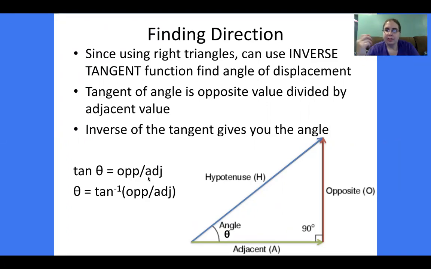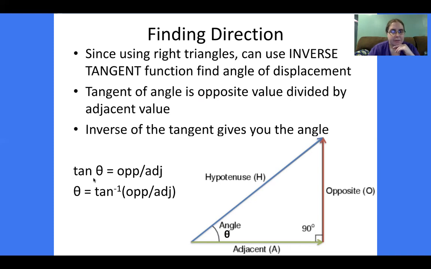So if we use the last part of that SOHCAHTOA, TOA, or the tangent function, tangent theta equals the opposite divided by adjacent. So in other words, tangent theta equals the y component divided by the x component. Now, tangent isn't something you can divide by because it's a function. It's not a number, but you can take the inverse of it, and that's all in the calculator. I do have a video on how to do these functions on a particular calculator.